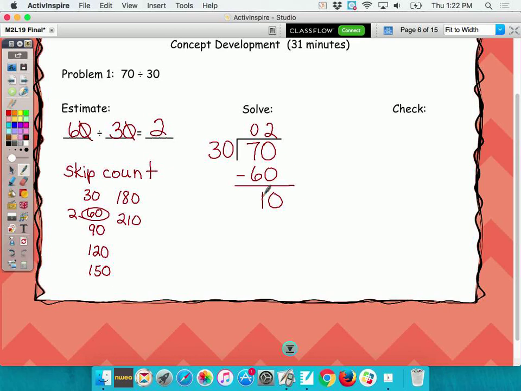So I got 10. Now we're just going to have a remainder for a few days, okay? So all I have to do is write remainder 10. And please write a capital R. I'll talk about why later.